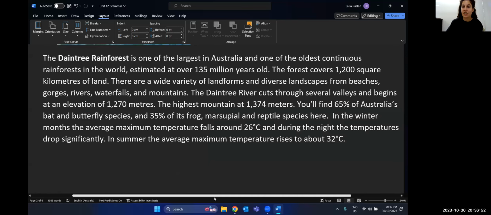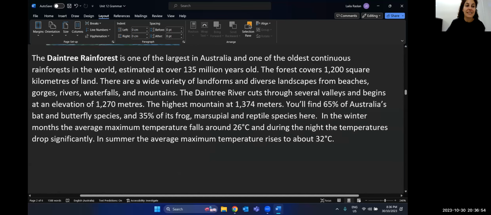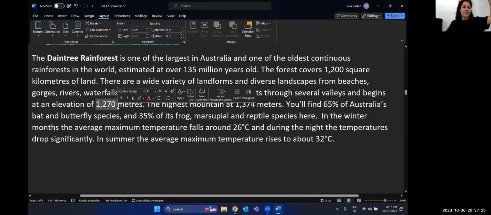It's one of the largest forests in Australia and one of the oldest continuing rainforests in the world. It's estimated at over 135 million years old, this rainforest. The space of this rainforest is 1,200 square kilometers. There's lots of different things like beaches, gorges, rivers, waterfalls, mountains. It cuts through a valley and it starts to go up to about 1,270 meters. But the highest point is 1,375.